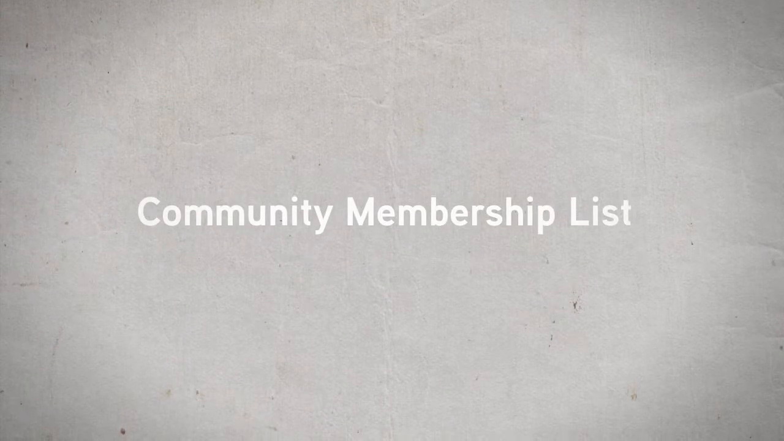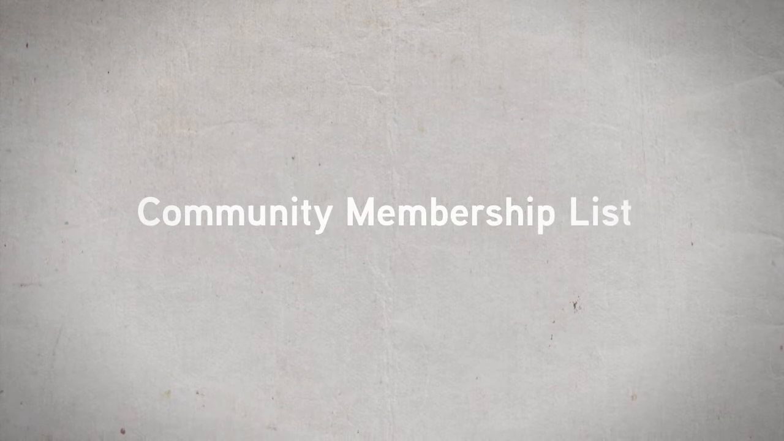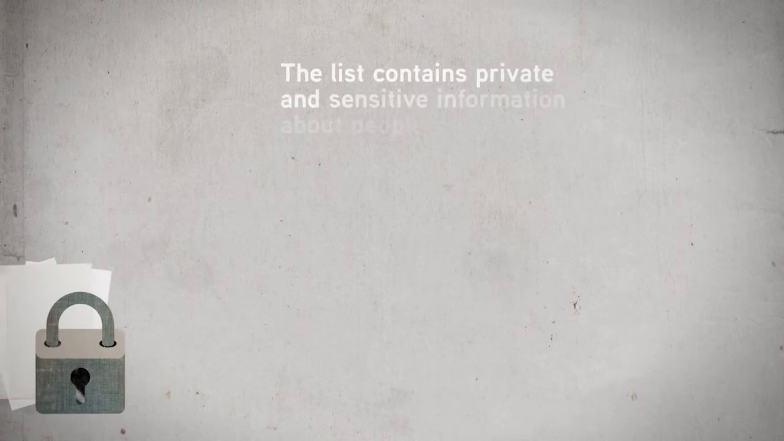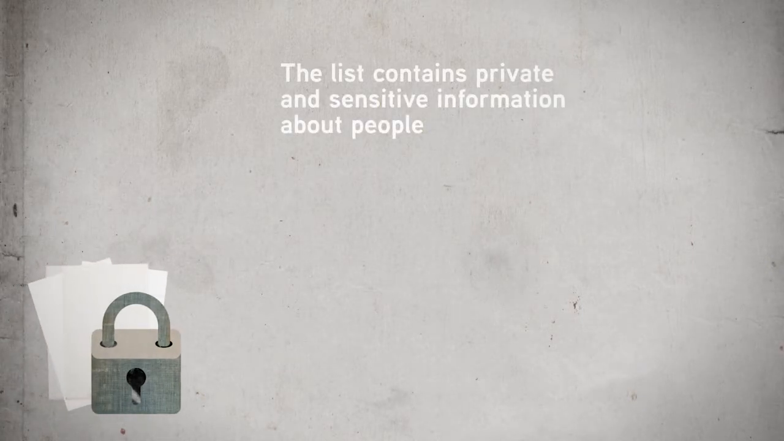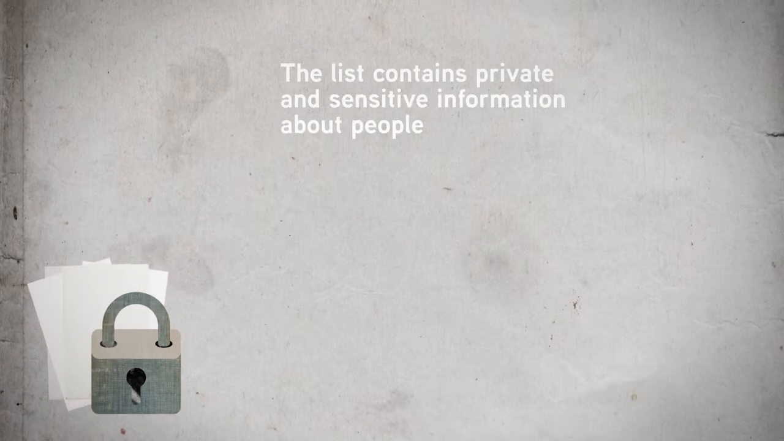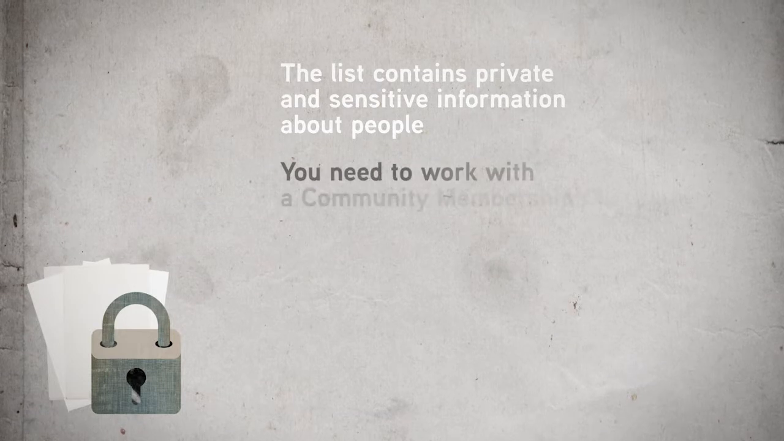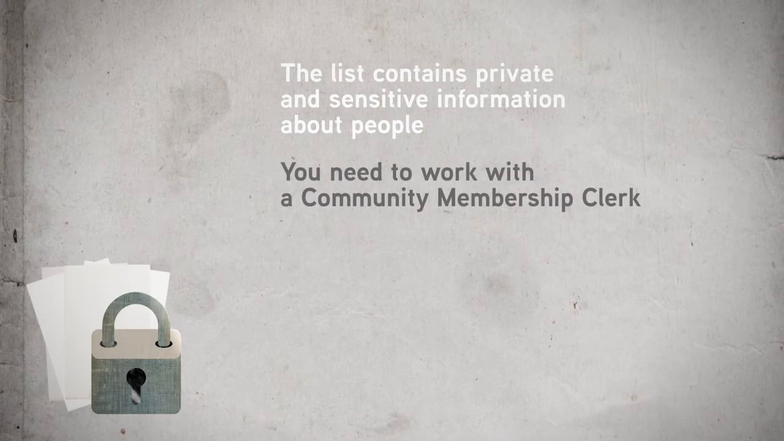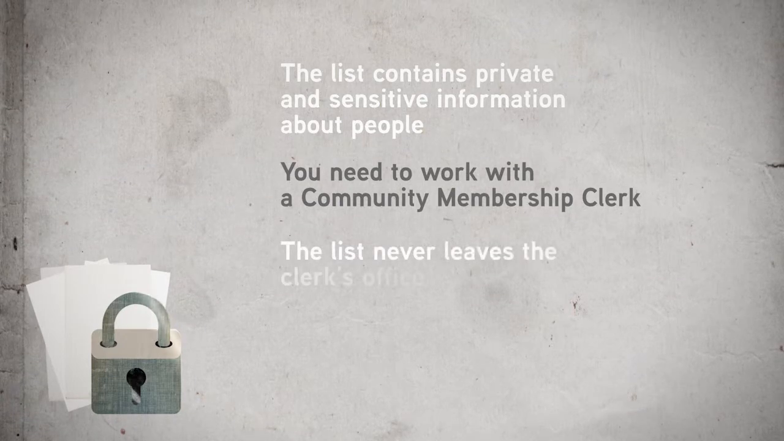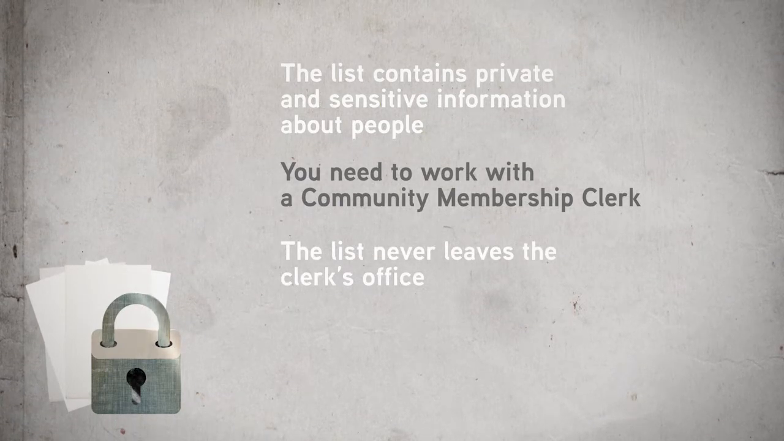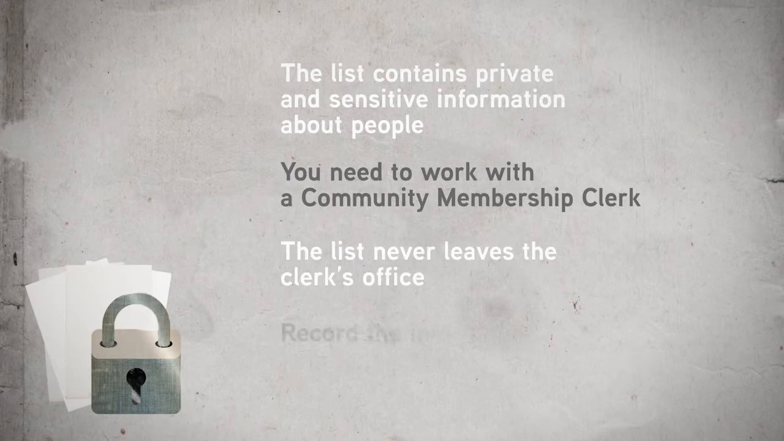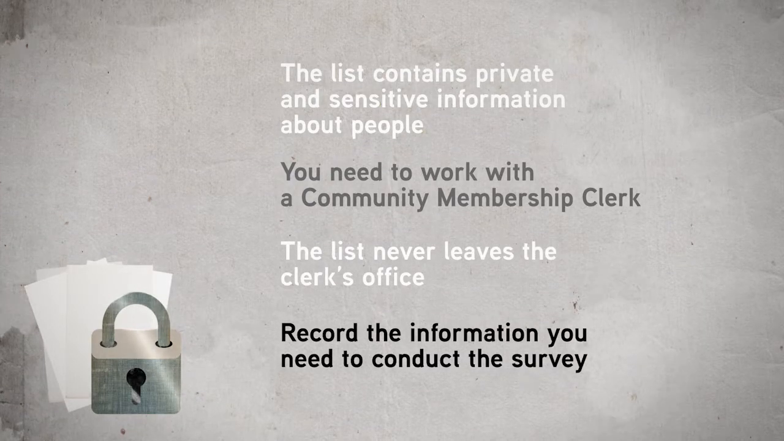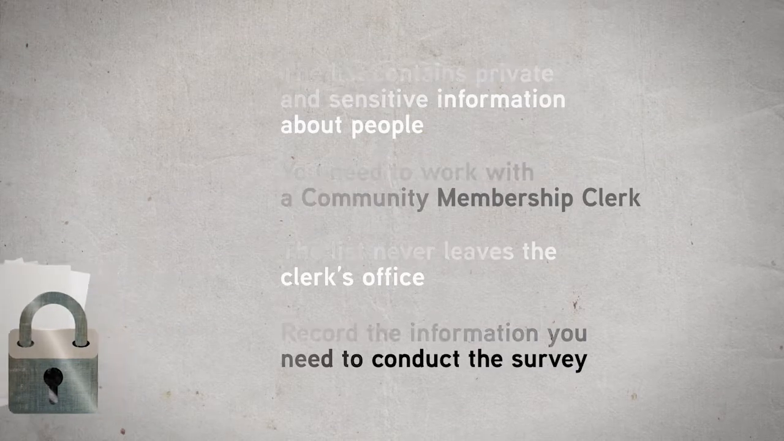So, how do you get a random sample for your target population? The first thing you need is a complete list of all the community members. This list contains private and sensitive information about people. So to get access to the community membership list, you need to work with a community membership clerk. It's important to note that you only get access to the membership list. The list never leaves the clerk's office. Your job is simply to record the information you need to conduct the survey.